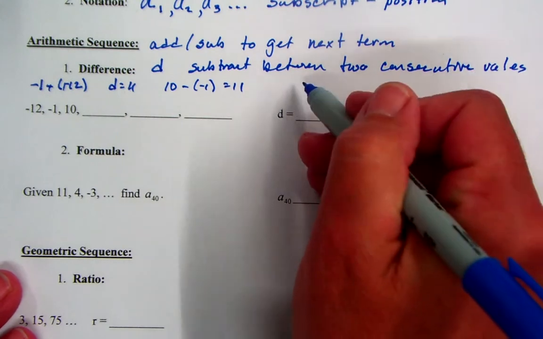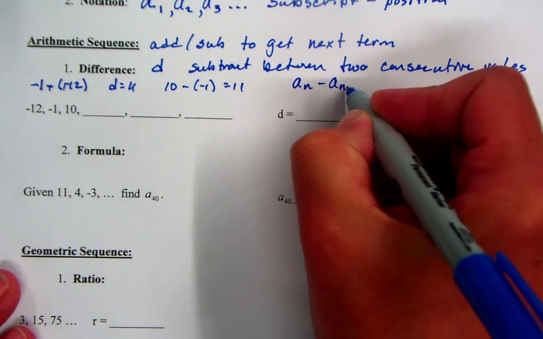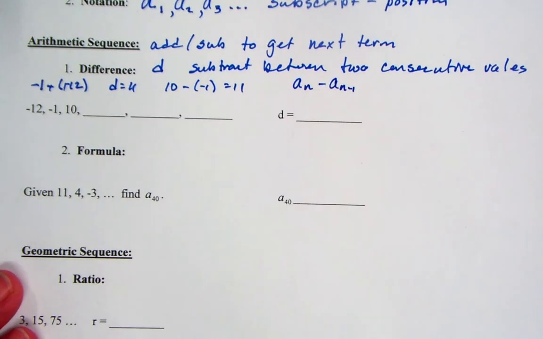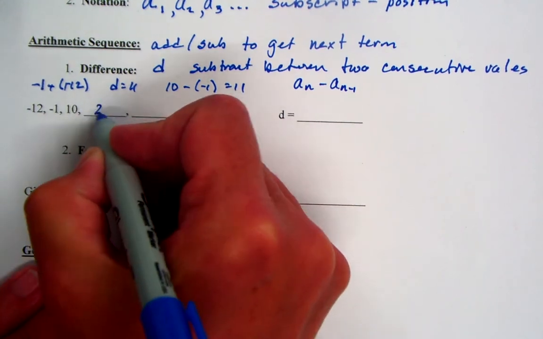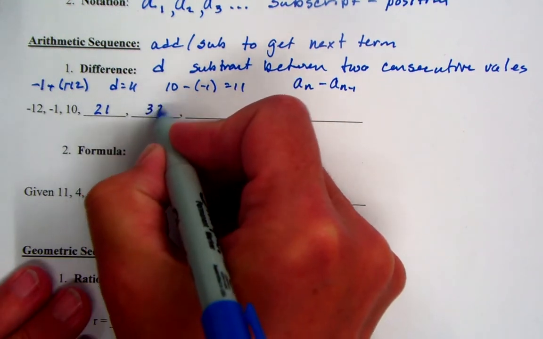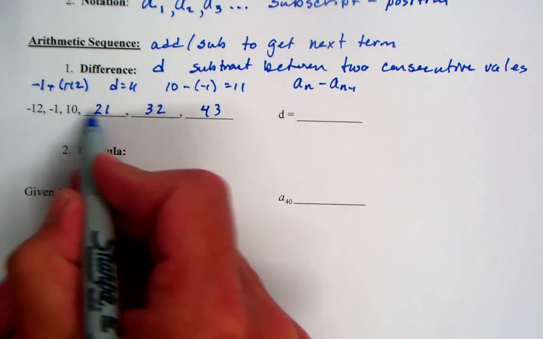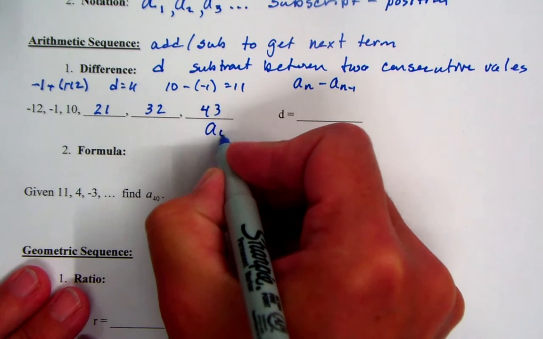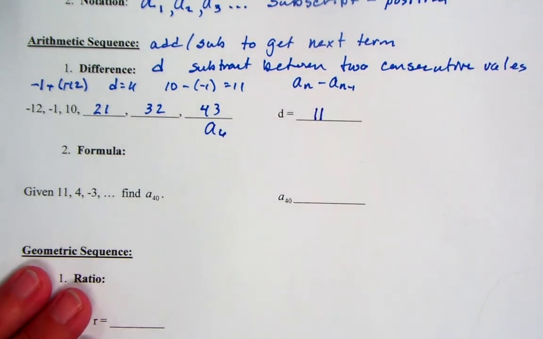So to generalize this, you take a term and you subtract the 1 before it. So if n is 5, n minus 1 is 4. So that means to get to the next term, I'm adding 11, and I get 21. So I'm just looking for this pattern. When I add 11, I get 32, and when I add 11, I get 43. So I would call 43 the 1, 2, 3, 4, 5, 6th term. That would be a sub 6. We found D to be 11, and it was positive because my terms were going up in value.